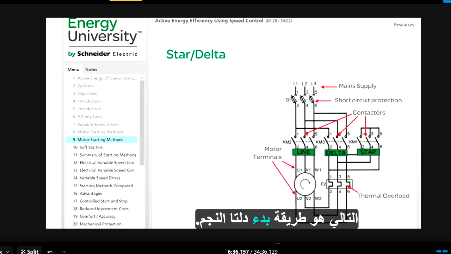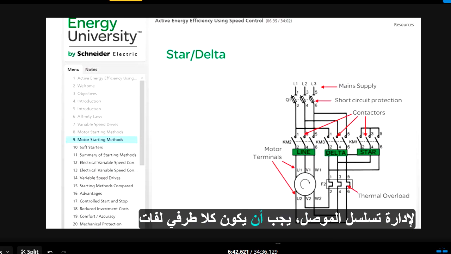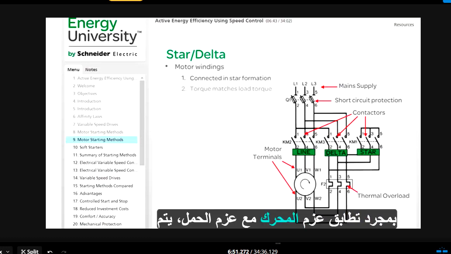Next is the star-delta starting method. This method needs 3 contactors and a control part to manage the contactor sequence. Both ends of the motor windings must be accessible. Motor windings are connected in star formation upon starting. Once the motor torque matches the load torque, the winding connection is changed to delta connection.